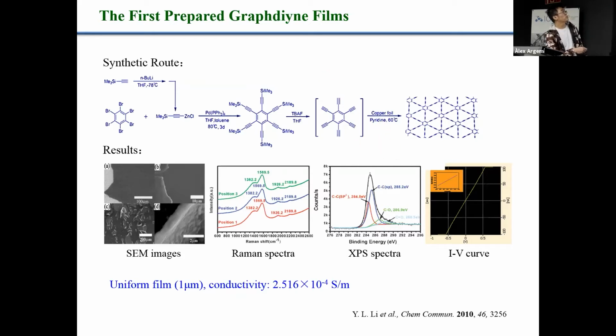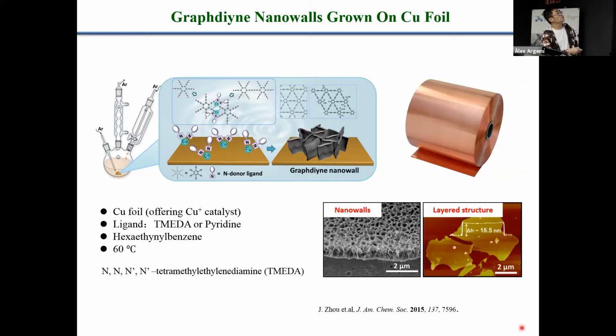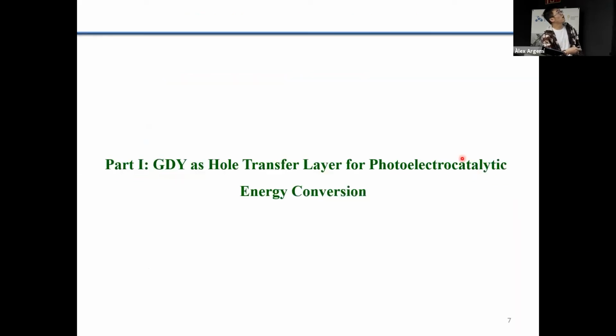And these are some characterizations, the Raman spectra and XPS. If we tune the concentration of the monomer and the ligand, we can control the morphology of the graphdiyne. Here, we can control the morphology to synthesize a nanowall structure, and we can even control it to form nanotubes. The above is the introduction of graphdiyne. Next, I will introduce some of my works about graphdiyne.